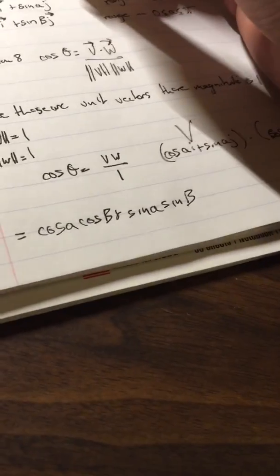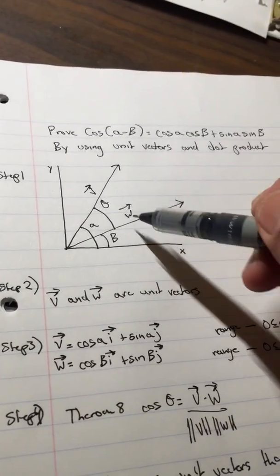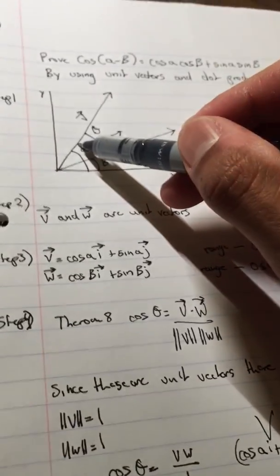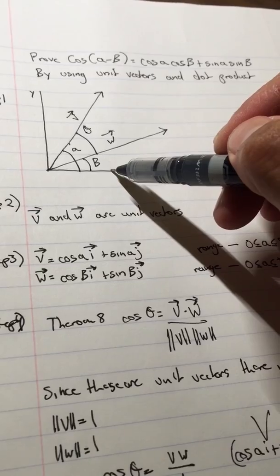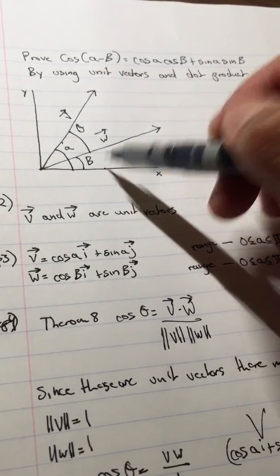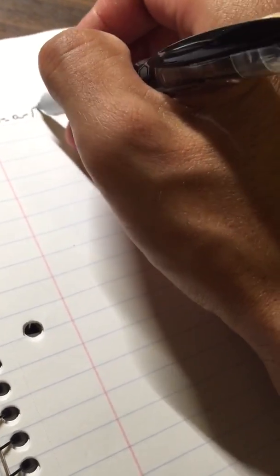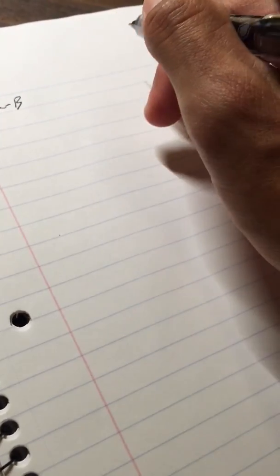Now, going back up here, we see that theta is equal to alpha minus beta. Okay? Theta is equal to alpha minus beta.